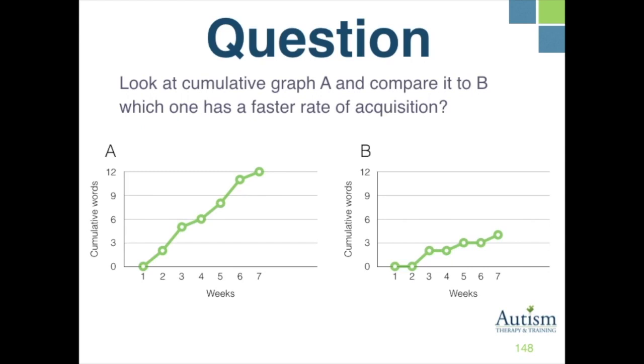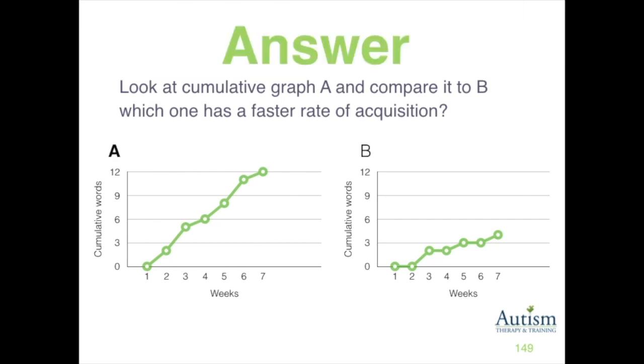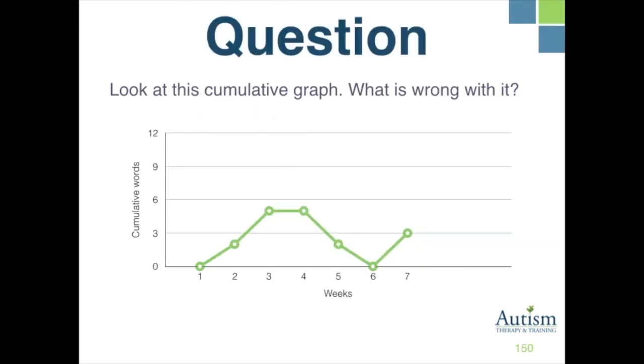Look at cumulative graph A and compare it to B. Which one has a faster rate of acquisition, A or B? And the correct response is A. Way to go. Look at this cumulative graph. What's wrong with it?